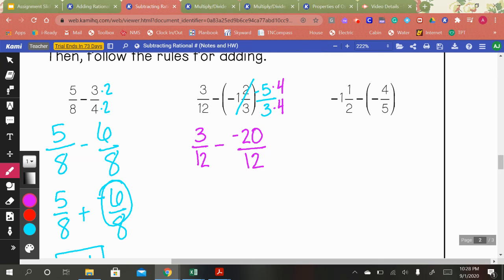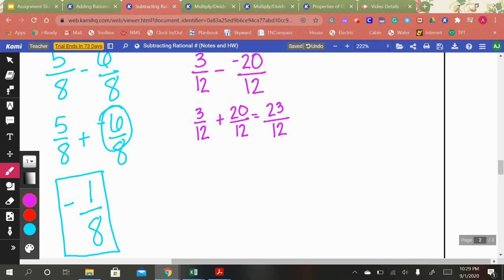All right, now that I have that, we need to do keep, change, change. When we do keep, change, change, we're going to keep 3/12 the same, change the subtraction to addition, change the negative 20/12 to positive 20/12. Add my numerators, keep my same denominator, and then simplify. 12 goes into 23 one time, then I have 11/12 left over. And it does stay positive.